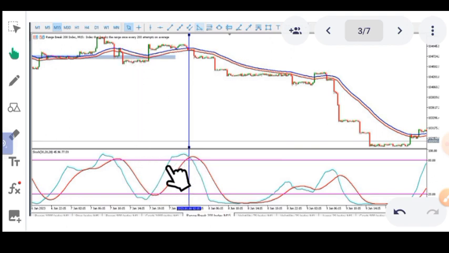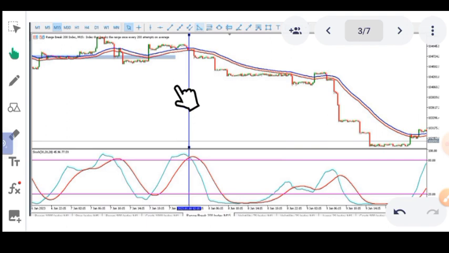So you come down. You want to see a pullback. You want to see a pullback before you make your entry. So here we had the pullback. We had the pullback here, which is what we want to see.